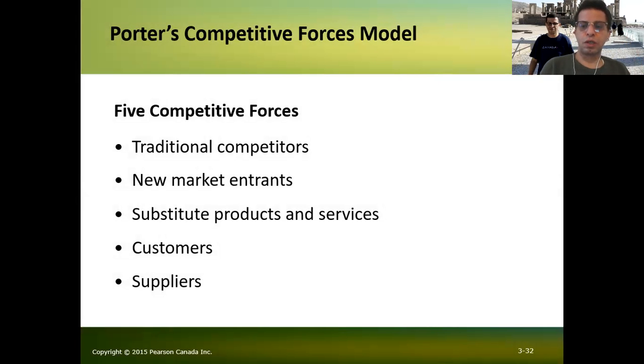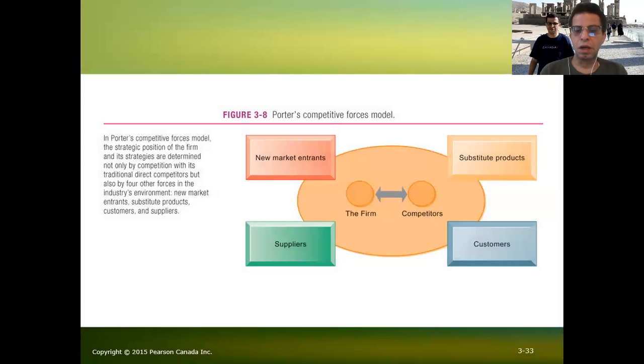So if we're approaching the business from Porter's competitive forces model, there are five forces: the traditional competitors, the new market entrants, the substitute products and services, the customers, and the suppliers. All these five influence how we do business and eventually influence the IT solution that we select. So here we look at the substitute products, we look at the new market entrants, we look at how we deal with the suppliers and customers, and at the same time we look at our competitors and how they do these things also.